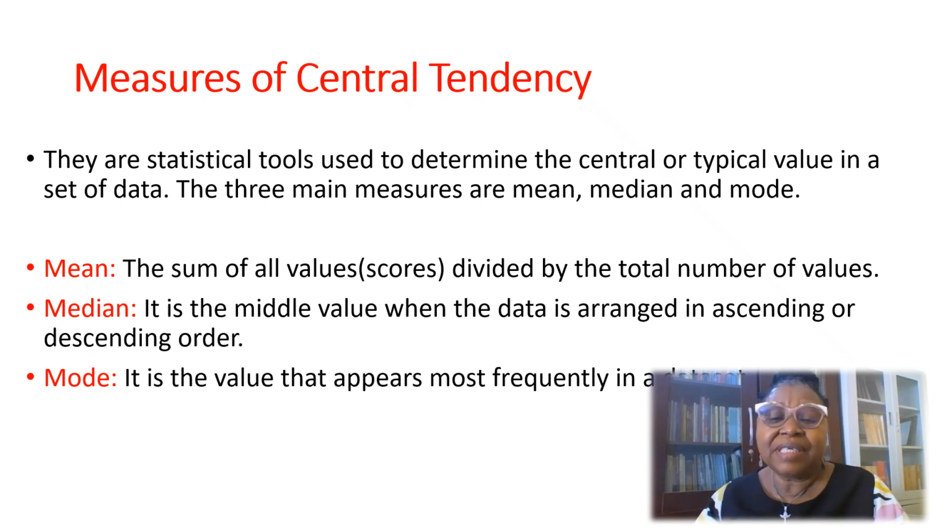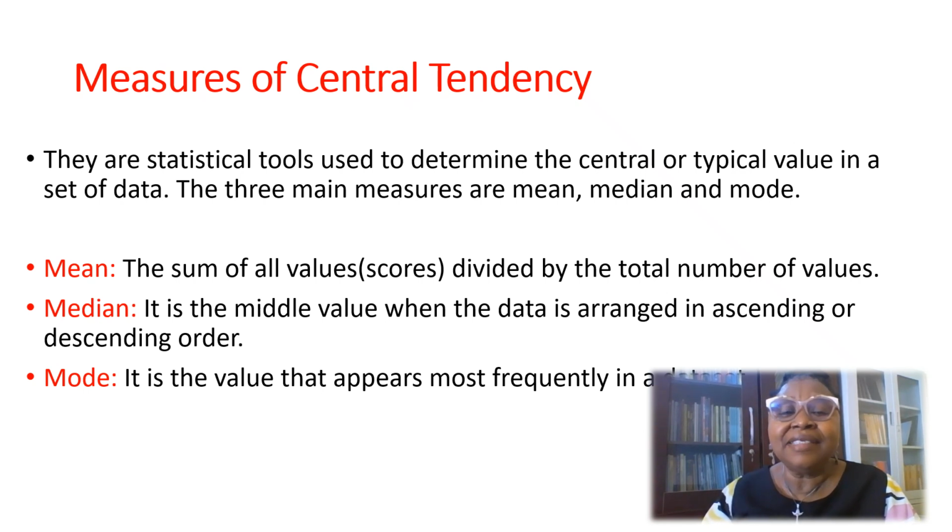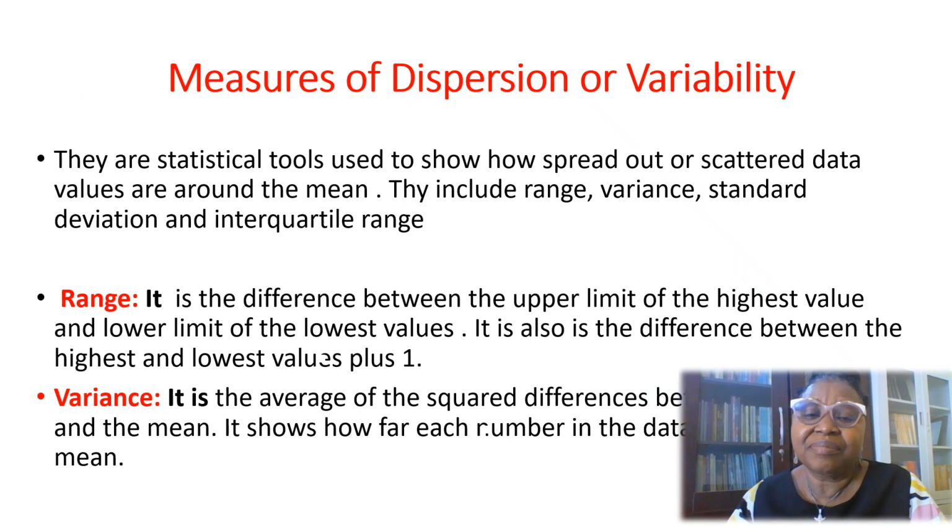What is a measure of central tendency? They are statistical tools used to determine the central or typical value in a set of data. There are three of them: the mean, median, and mode. Mean is the sum of all the values divided by the total number of values. Median is the middle value when the data is arranged in ascending or descending order. Mode is the value that appears most frequently among the data.